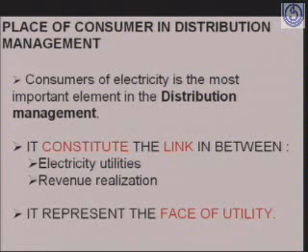Basically, the consumer of electricity is the most important element in distribution management, and it constitutes the link between the electricity utilities and the revenue realization. If the consumers are there and the power distribution system is there, but the utilities are not able to realize revenue on the power used by the consumers, that is a problem. Therefore most of the utilities are stressing implementing IT applications on revenue realization, and also on how the information about the consumers and consumer utilization can reach the utility headquarters.